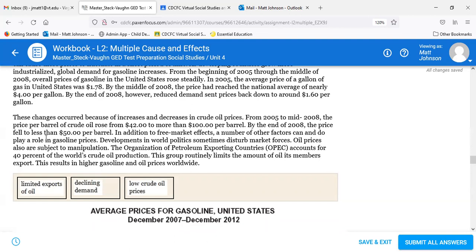This group routinely limits the amount of oil its members export. This results in higher gasoline and oil prices worldwide.